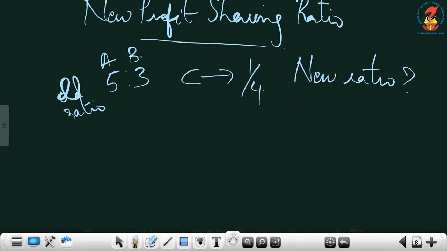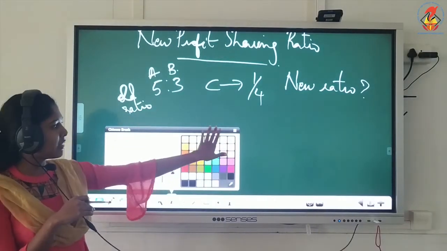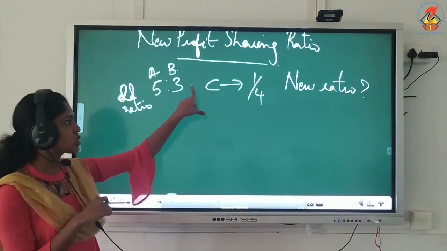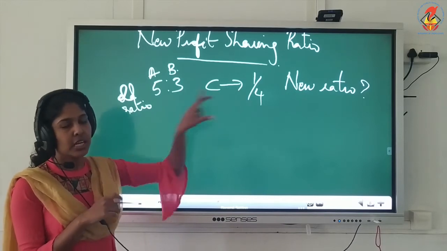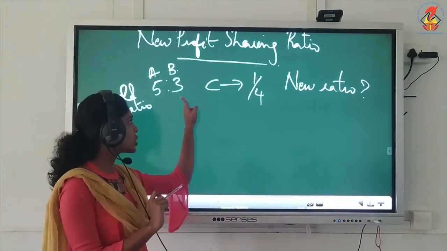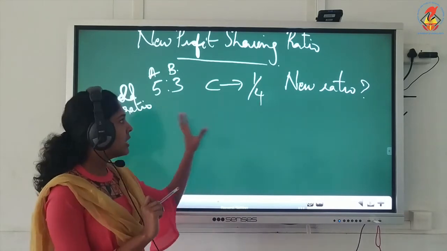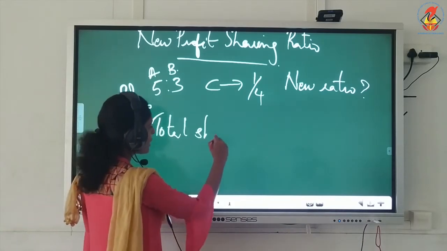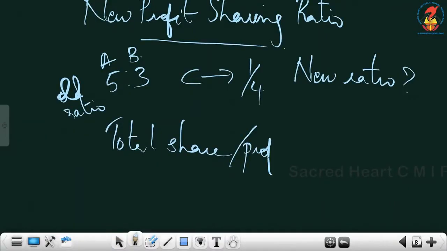What you have to do is, we can't apply any particular formula in these types of questions. What we have is only the old ratio and the share of incoming partner. If you have only these two pieces of information in the question, first you have to assume the total share, that means the total profit of the firm, as 1. This is just an assumption.